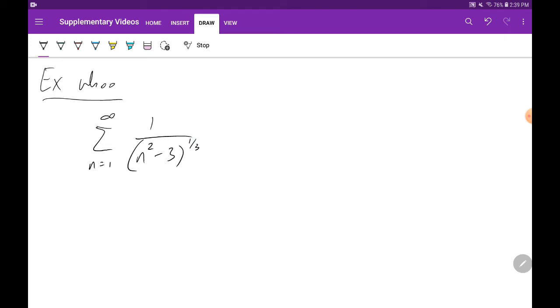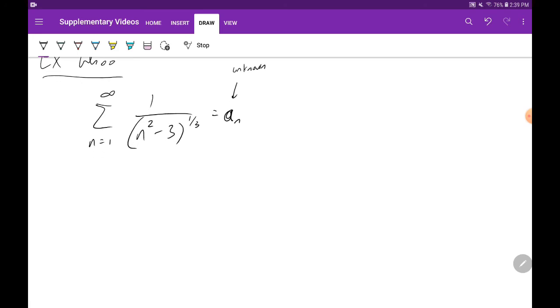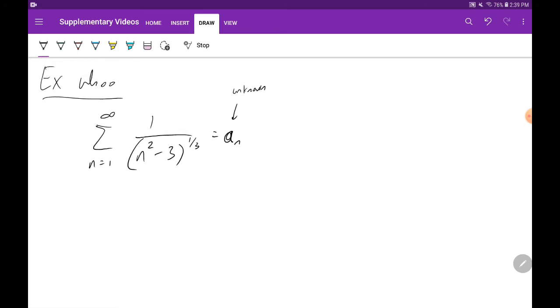We're going to use the DCT on this, all right? So I don't know anything about this series. I'm going to label this as A sub n, and this is my unknown. This is the thing I'm trying to figure out. So how do we use DCT? We need to see what this series closely resembles. And the best way to do that is to look at the powers on top and on the bottom, meaning the growth rates. What does the top behave like? What does the bottom behave like?